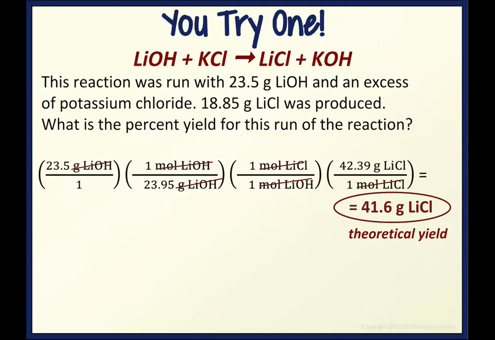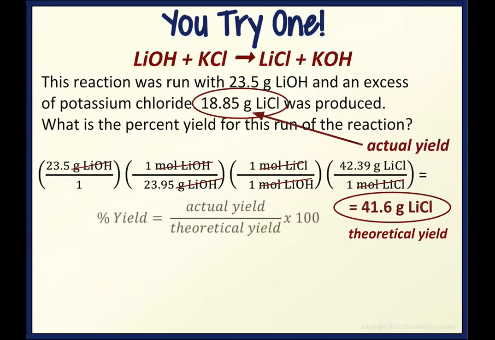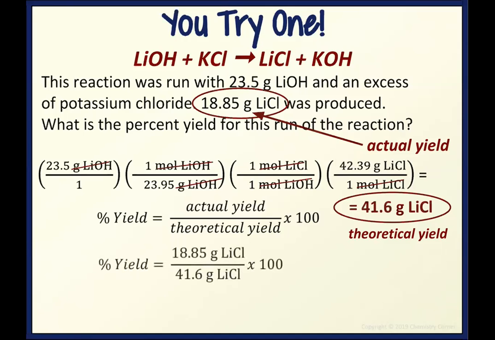What was the actual value? Only 18.85 grams is the actual value. And that is up in the problem. So we're going to find percent yield, and we're going to take actual divided by theoretical times 100, and we're going to get 45.3%. No units. 45.3% of the theoretical value did we get in our equation.